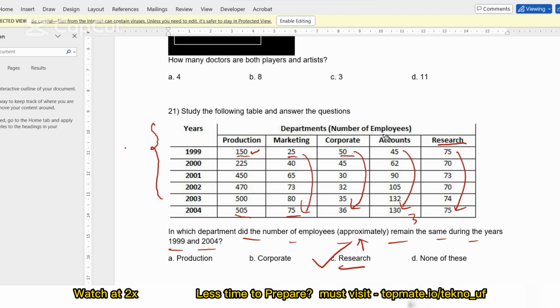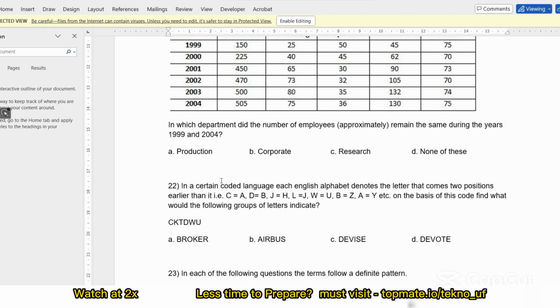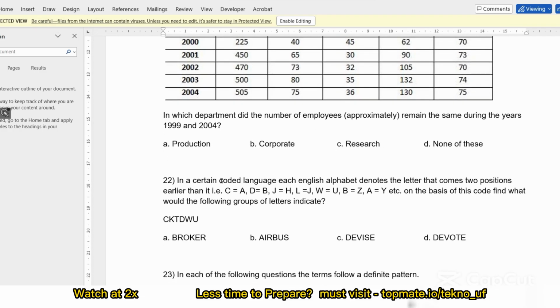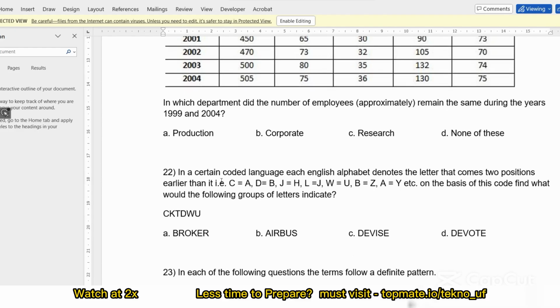Okay, so let me show the next question. I'll share one quiz question as well, guys. Please wait. Okay, so in a certain coded language, each English alphabet denotes the letter that comes two positions earlier than it, that is C is equal to A, D is equal to B, J is equal to H, L, J, W, V, Z, A, Y, etc. On the basis of this code, what would the following groups of letters indicate?